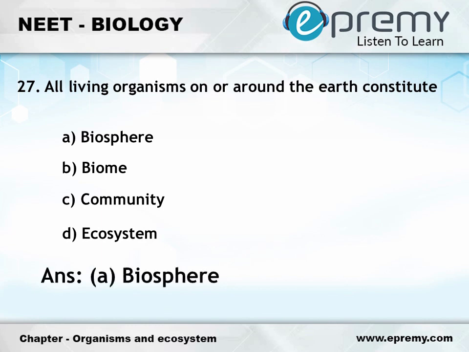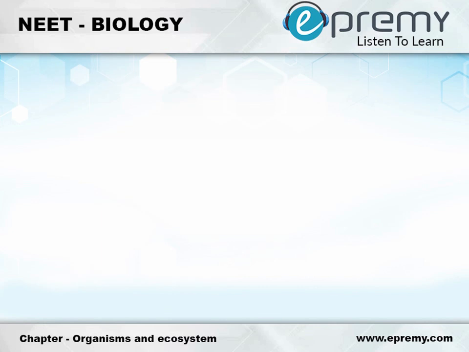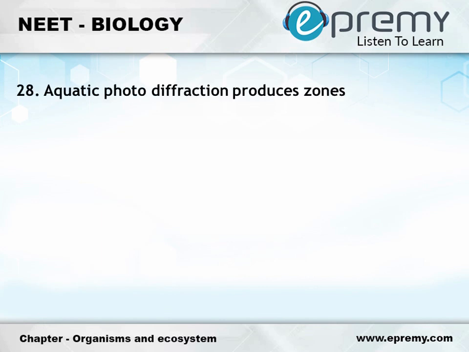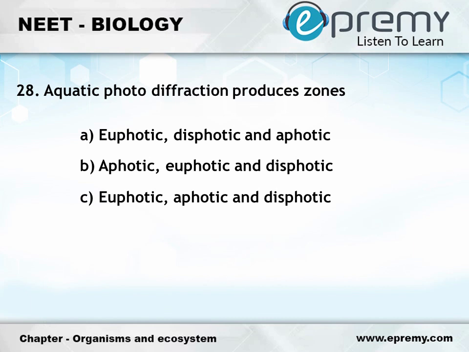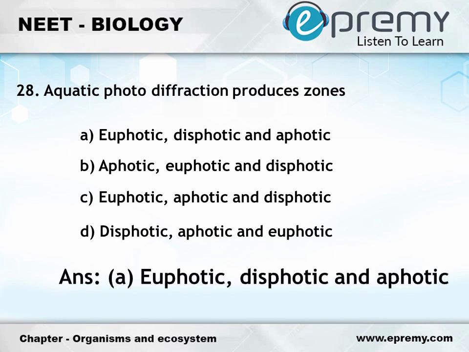Question number 28. Aquatic photo diffraction produces zones option A, euphotic, dysphotic and aphotic. Option B, aphotic, euphotic and dysphotic. Option C, euphotic, aphotic and dysphotic. Option D, dysphotic, aphotic and euphotic. The answer is option A, euphotic, dysphotic and aphotic.